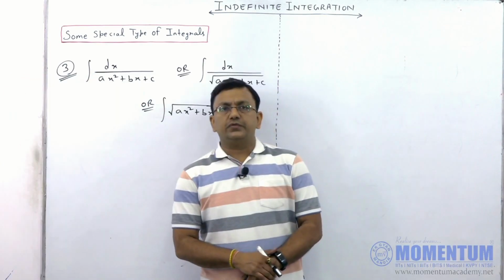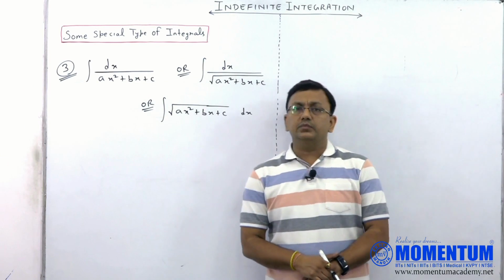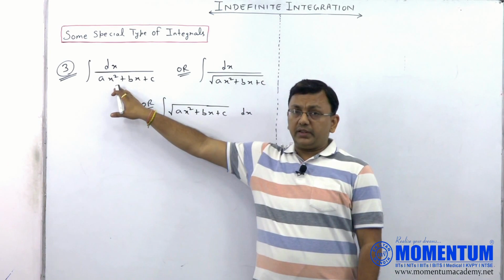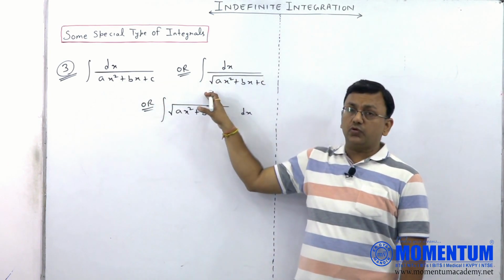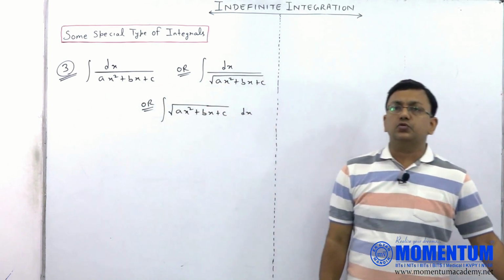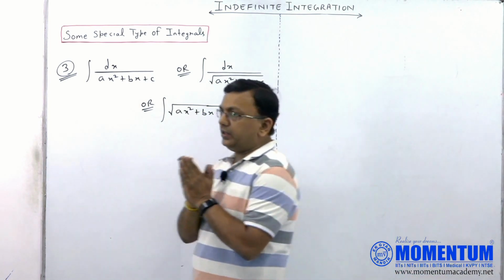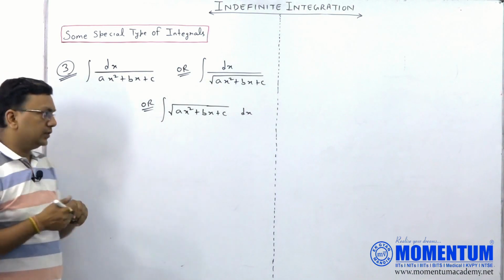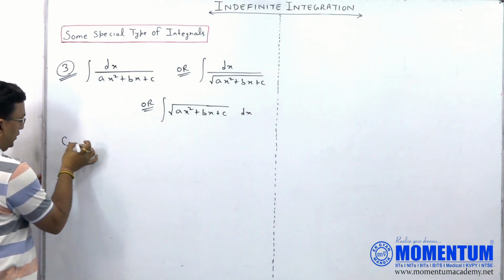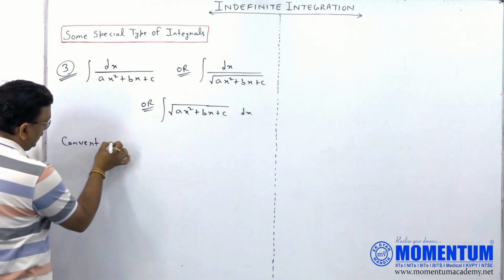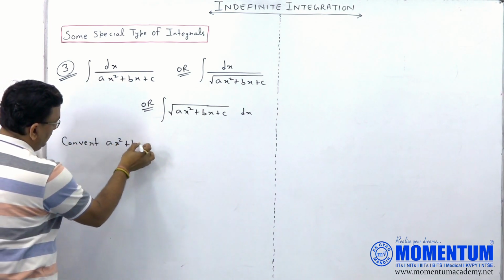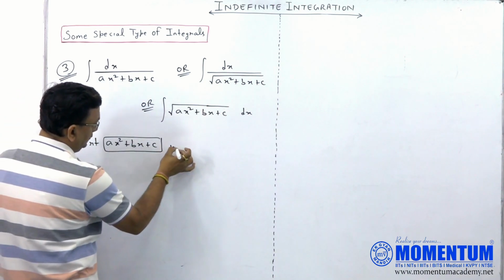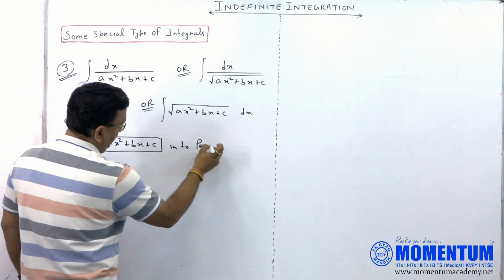Now students, we have special integral number 3. What is special here? How to remember it? The denominator has a quadratic, the denominator has root over a quadratic, or the numerator has root over a quadratic. If you have any of these three patterns, then what will you do? Convert ax square plus bx plus c into a perfect square.